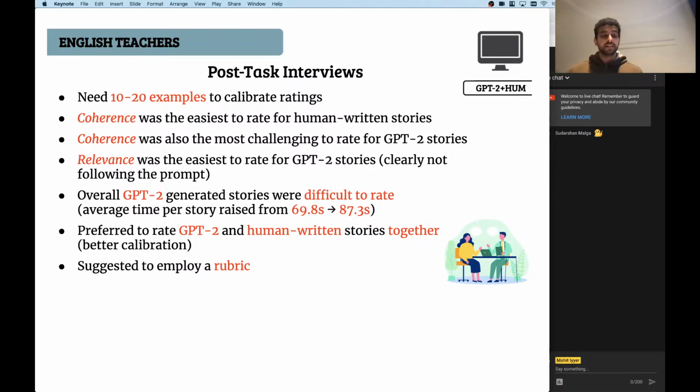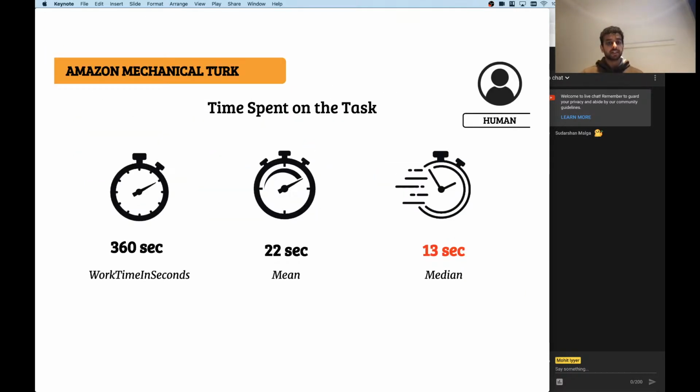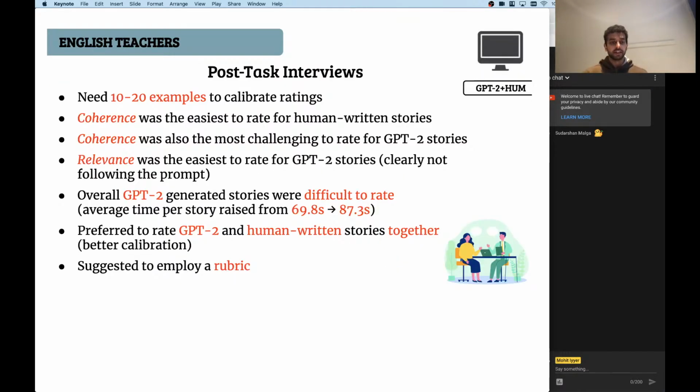It's still non-trivial. We found that the average time that it takes to rate even one short story for machine-generated text is much higher, like 87 seconds per story, compared to human-written stories. So that also indicates that there's some significant mental load when you're reading a machine-generated story that's not present when you're reading a human story. And this is about the time you would expect a Mechanical Turk worker to take if they were accurately or closely reading, instead of 13 seconds, which is just completely ridiculous.